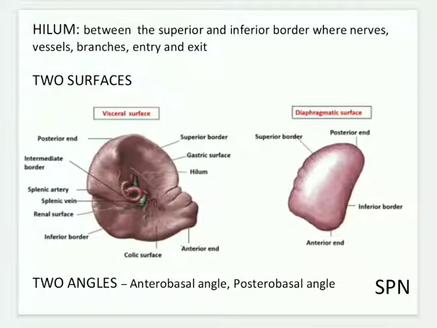There are 2 surfaces: the diaphragmatic surface is convex, thin and smooth. Your visceral surface is concave and irregular. There are 2 angles, the anterior basal angle and the posterior basal angle. Your anterior basal angle is the junction between the superior border and the anterior end. Your posterior basal angle is the junction between the inferior border and the posterior end.